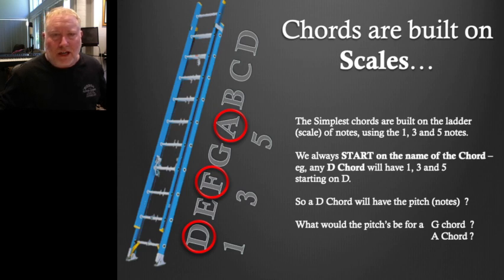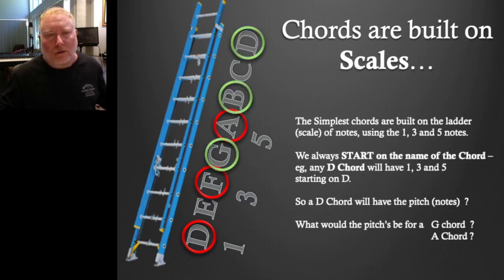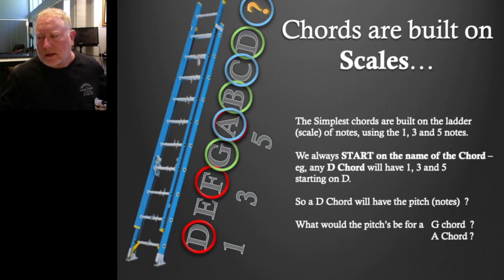What would the pitches for a G chord be, or an A chord? Let's work it out. A G chord would start on the note G. We would skip a note and go to B, and skip a note and go to D. So a G chord will have G, B, D. And an A chord would have the notes A, skip a note B, C, skip a note D. What's that top note going to be? It's after D. If we think about our musical scale, D, E, F, G, A, B, C, D, E. We just keep stepping up the scale.